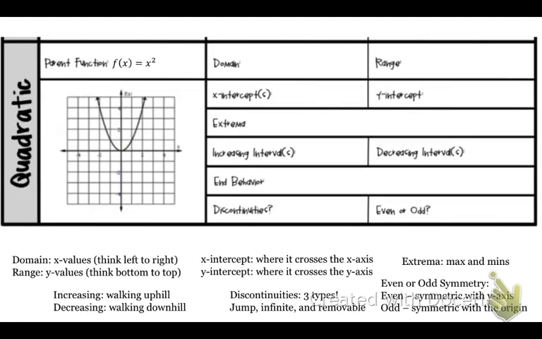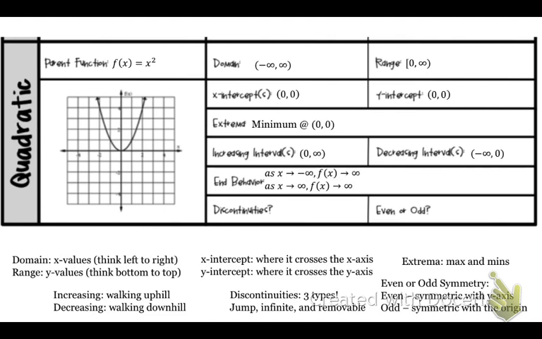Let's do this one, quadratic. That's f of x equals x squared. The domain here is negative infinity to infinity. Range is 0 to infinity with a bracket at 0 because there's a point. X-intercept at 0, 0. Y-intercept also at 0, 0. There's a minimum at 0, 0. This is increasing from 0 to infinity, decreasing from negative infinity to 0. As x goes to negative infinity, so the left side, it goes to positive infinity. As x goes to infinity, f of x goes to infinity. This is continuous, and if we reflect it over that line, it reflects, so it's even.